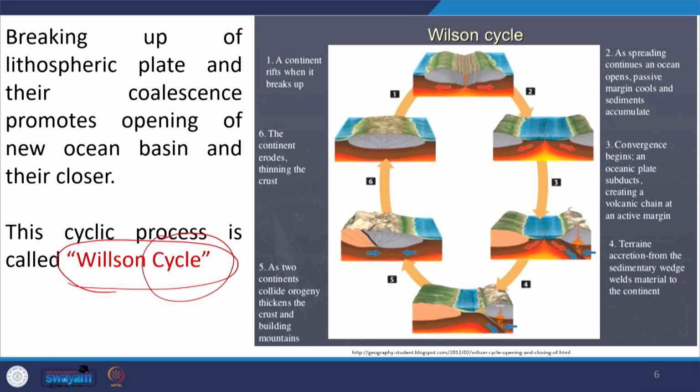Now, there is a very beautiful term here that is called Wilson cycle. Wilson cycle, it says it is a cyclic process. That means closing of this ocean basin and opening of this ocean basin. The same ocean basin, it is created, and the same ocean basin, it is closed with geological time with different process. So, this is a cyclic process and it is called Wilson cycle. Wilson cycle says breaking up of lithospheric plate and their coalescence promotes opening of new ocean basins and their closure. This cyclic process is called Wilson cycle.